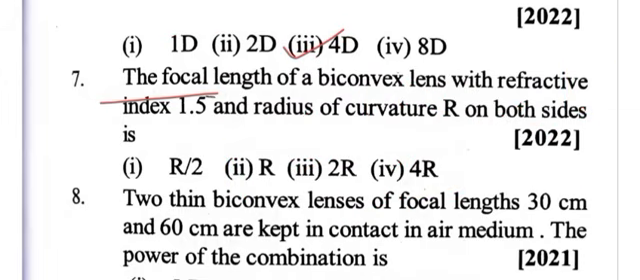The focal length of a biconvex lens of refractive index 1.5 and radius of curvature r on both sides is: 1 by f is equal to (mu minus 1) into (1 by r1 minus 1 by r2). If we put the values, our answer will be f is equal to r. Option 2 will be your correct answer.